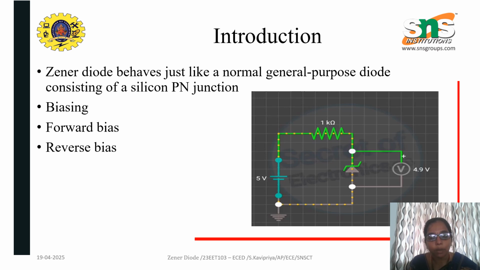A Zener diode normally behaves like a general purpose PN junction diode, and for biasing, the Zener diode can operate in forward bias and also in reverse bias conditions. The main specific characteristic of the Zener diode is that in reverse bias condition it provides a constant reverse bias voltage.